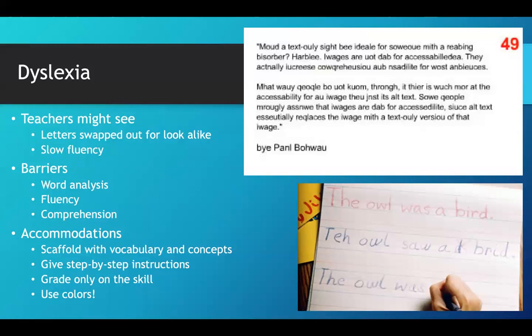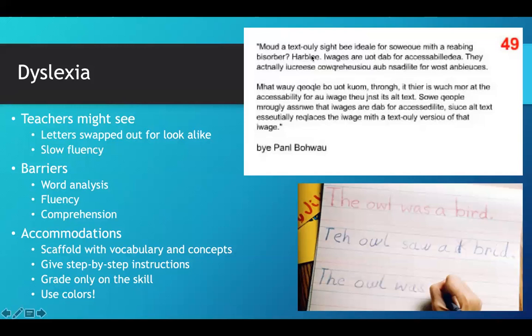Grade only on the skill. Frequently, teachers say that spelling is important. And while spelling is important, students with dyslexia will frequently spell words wrong. Just make sure that the skill that you are actually grading on is the one that you are addressing. And use colors. Color code things. Make things happy and fun to read.